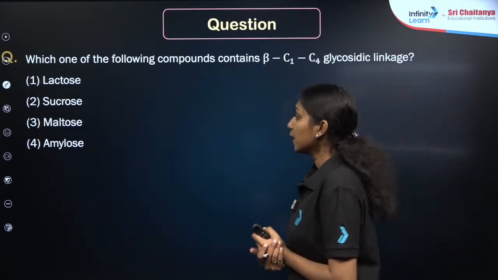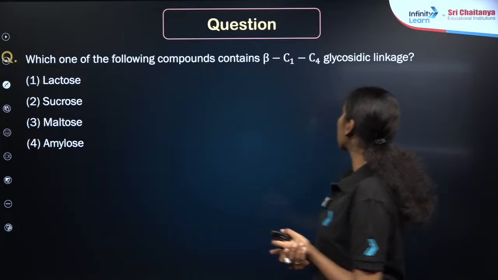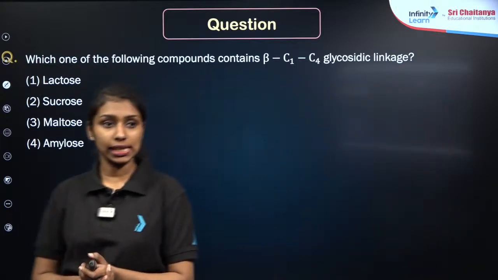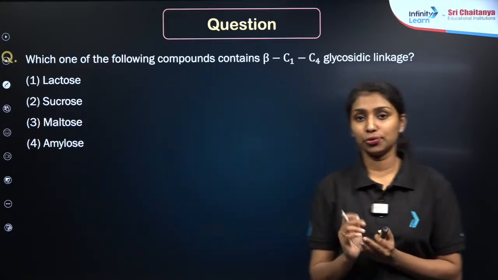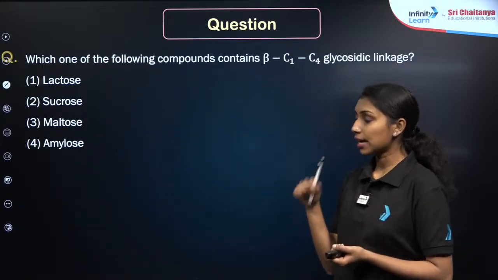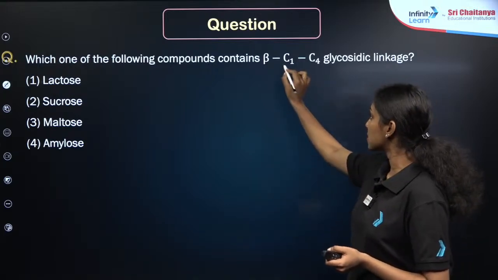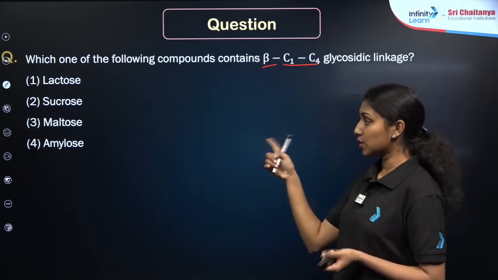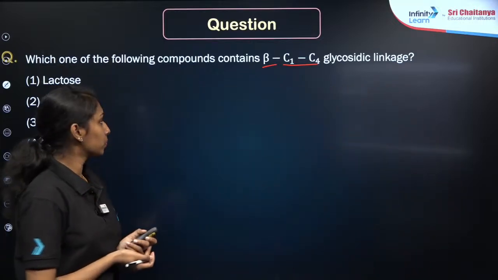Okay, here is the next question. Which one of the following compounds contains beta C1C4 glycosidic linkage? Here the monosaccharides are not given, so you have to identify which one may be the disaccharide formed by the glycosidic linkage. Beta C1C4 linkage means that the two monosaccharides present in these disaccharides should be in beta form, right? Beta form.